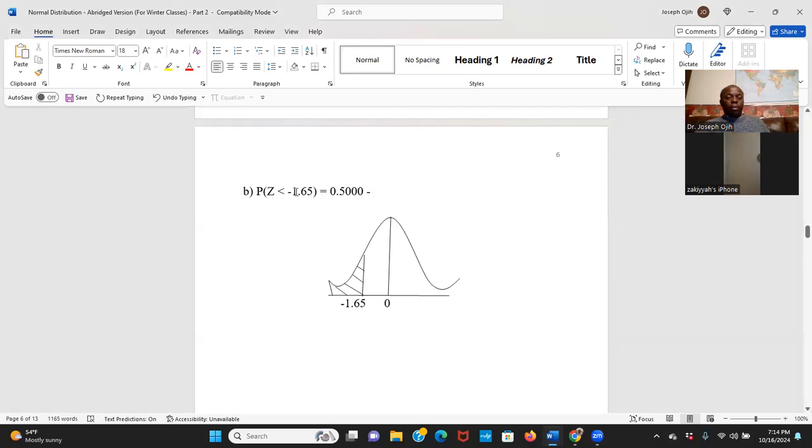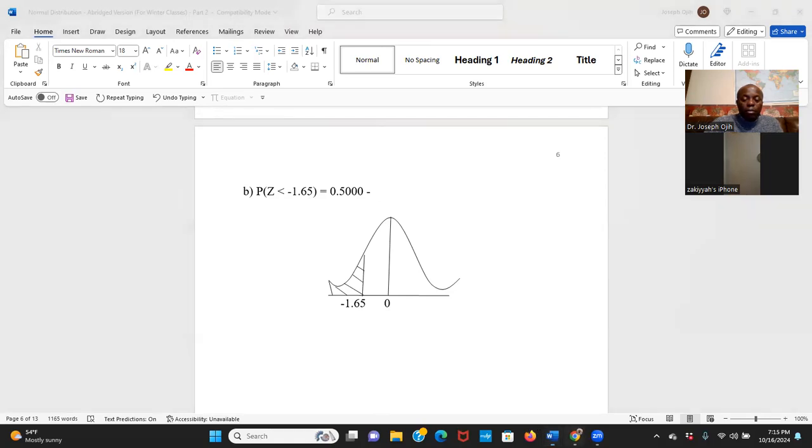Now let me look for negative 1.65 on the table. Remember, I told you that if you're using this table that I'm using for this class, the negative sign only means that the value is on the left side, that's all. So when you go to the table, you're looking for 1.65, not negative 1.65. The table in your homework may have a chart for negative values. This one doesn't have that. So, like I said, stick to this one, you'll be fine.